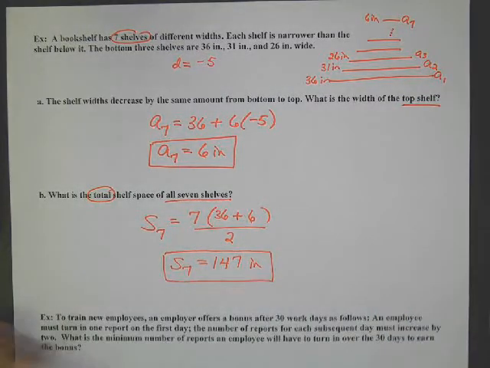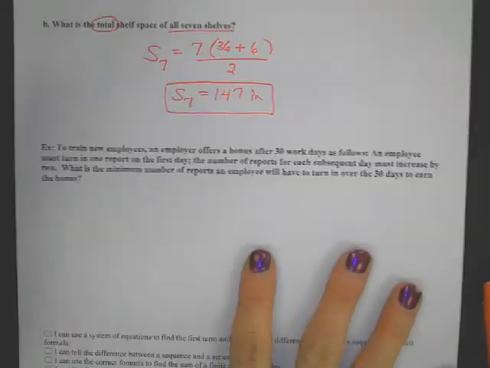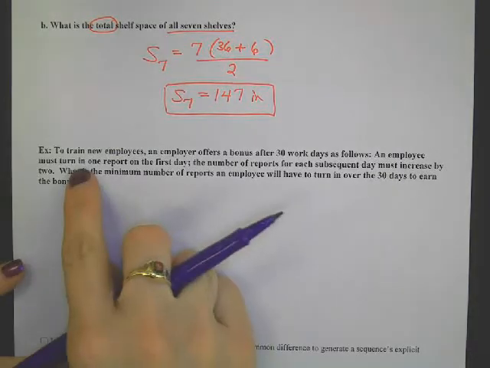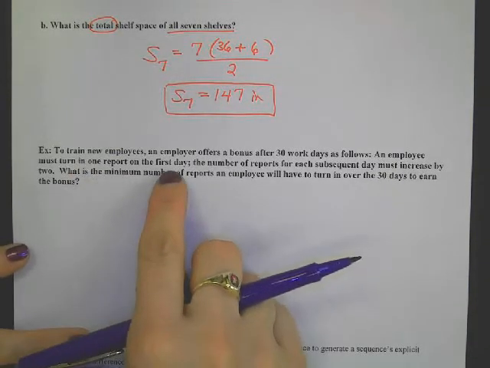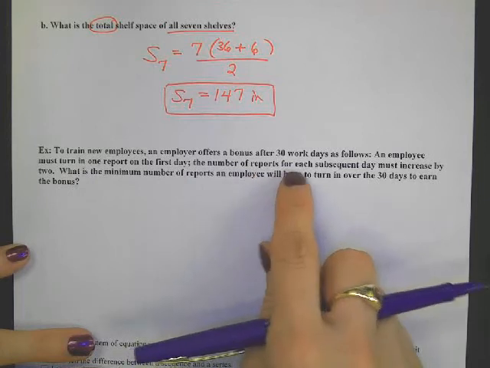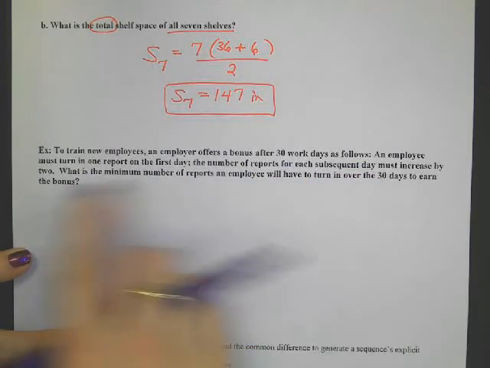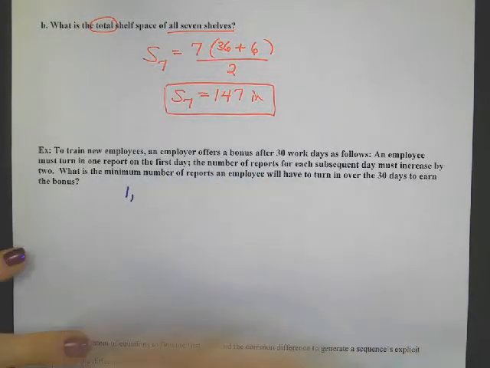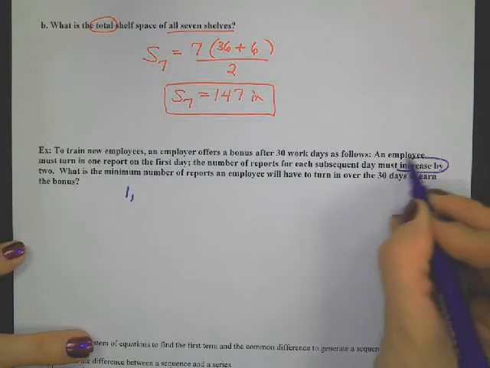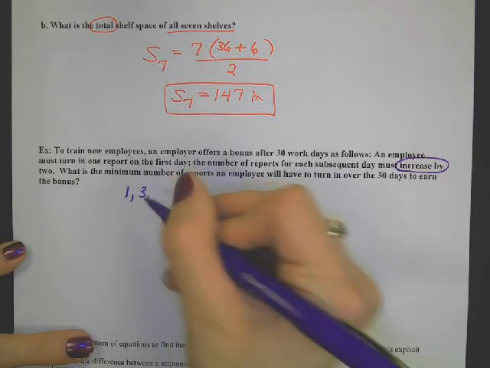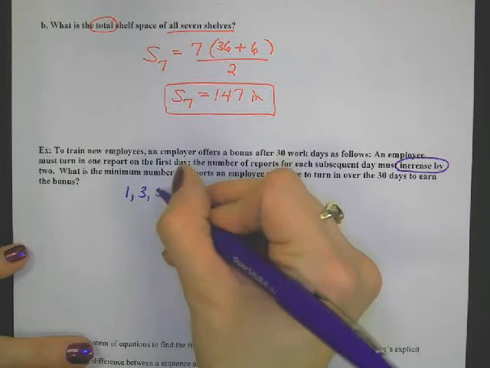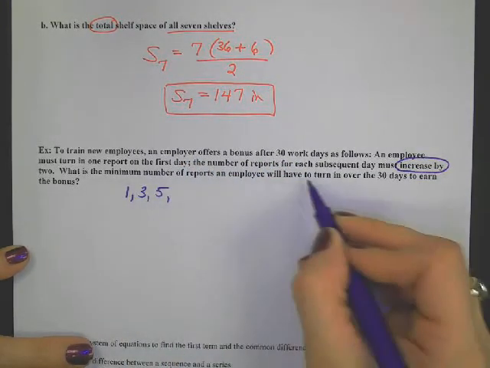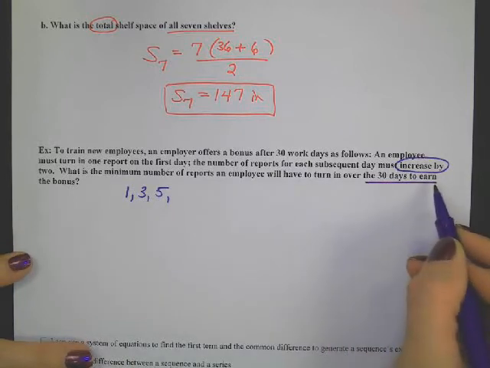To train new employees, an employer offers a bonus after 30 workdays. Okay, they must turn in 1 report on the first day. The number of reports for each subsequent day must increase by 2. So the first day they have to turn in 1 report, and they're learning the ropes. The next day it must increase by 2, so they must turn in 3. The next day they have to turn in 5. Oh. What is the minimum number of reports they'll have to turn in over the 30 days?